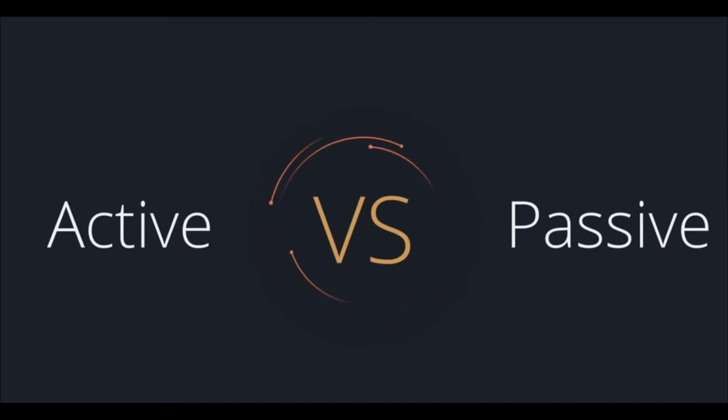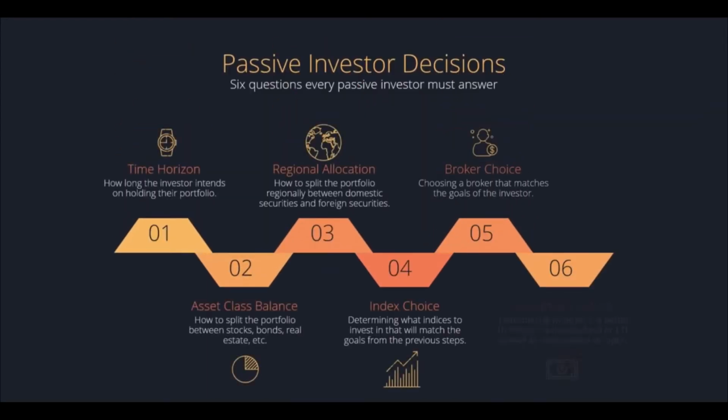Now we're going to go into more detail. There are 6 major questions that any passive investor has to answer, and I've broken this down in a way that I think should be simple enough for anybody to understand. Step number 1 is figuring out what the time horizon is for your portfolio. In other words, how long do you intend on holding the stocks or assets that you're holding in that portfolio? Step number 2 is identifying your asset class balance, which is how you want to split the portfolio between stocks, bonds, real estate, and other asset classes.